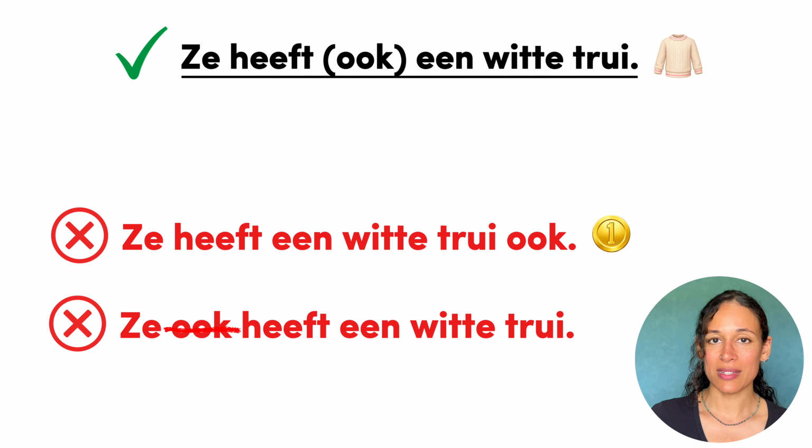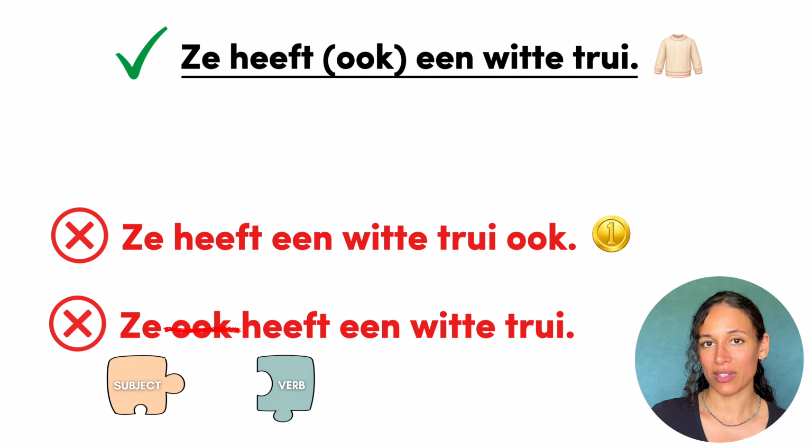Even though both sentences are grammatically incorrect, this sentence would not be accepted because you're putting something between your subject and your verb that doesn't belong there. I know that's how the sentence is created in English. She also has a white sweater, but it's not how it's done in Dutch. Those were my 2 tips for this assignment. Let's now move on to the last question.